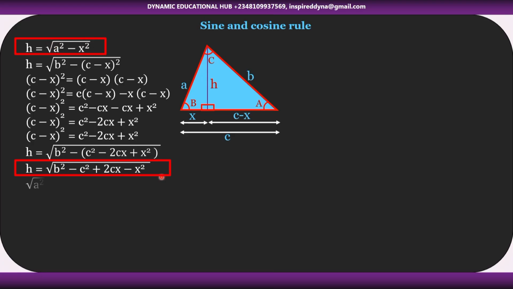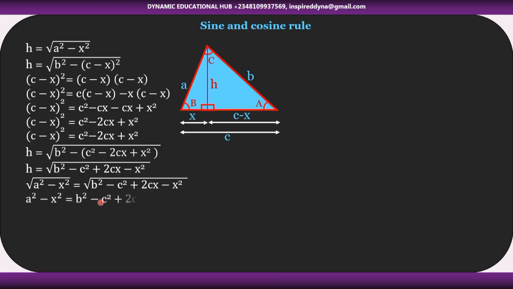So let's equate them. Equating them, the square root of a squared minus x squared will give us the square root of b squared minus c squared plus 2cx minus x squared. What we have here, we have equated them. Now the square root will cancel the square root since they both have square roots, so we can cancel out the square root coming from the knowledge of equations. So you are left with a squared minus x squared is equal to b squared minus c squared plus 2cx minus x squared.